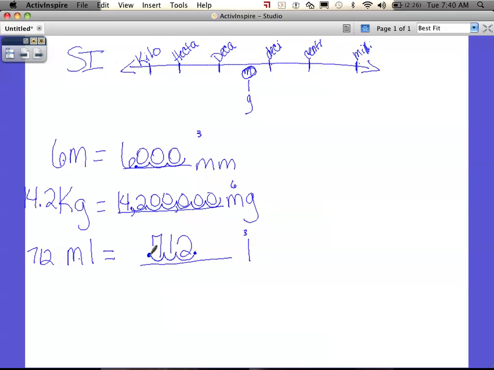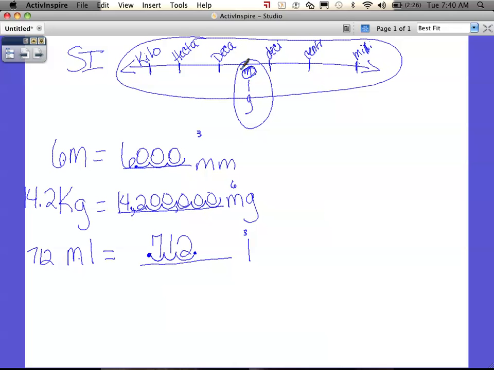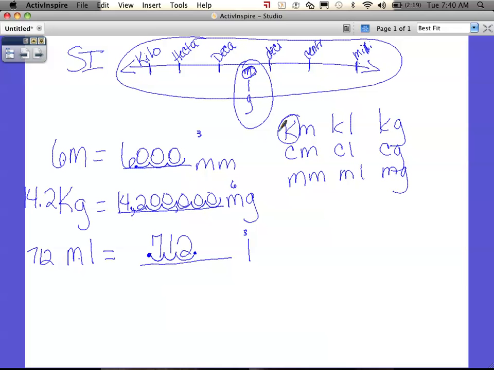If you'll put this down on your paper to begin with, it makes it a lot easier. Always remember these are the ones we start with, meters, liters, and grams. And you can have km, kl, kg. We won't use hecta and deca, we talked about that earlier, or deci, so you may see cm, cl, or cg, mm, ml, or mg, but these are always going to stand for the same thing.